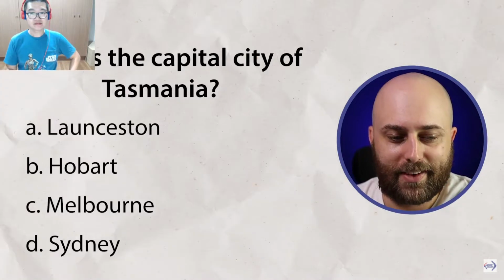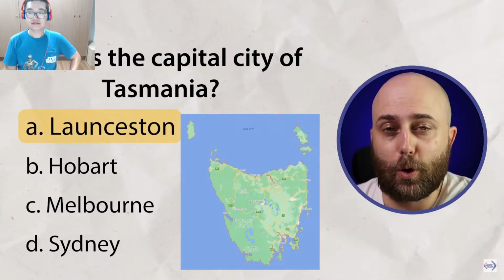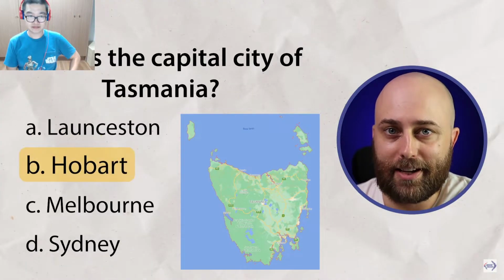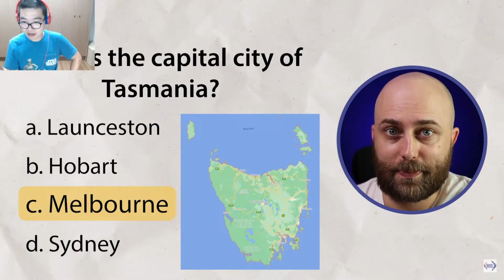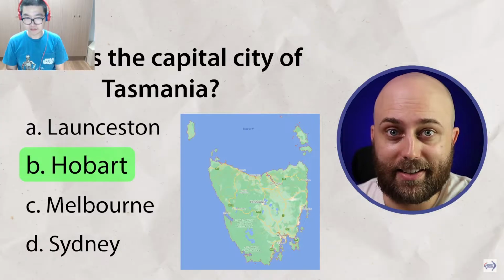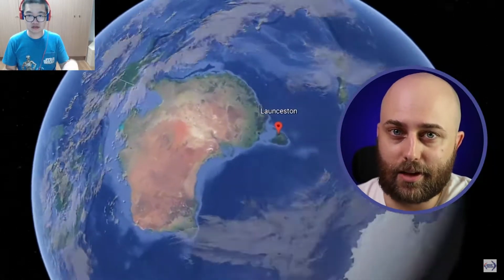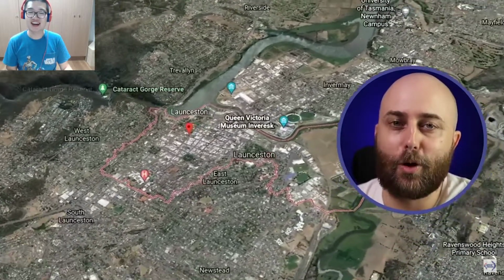Number 2. What is the capital city of Tasmania? A. Launceston. B. Hobart. C. Melbourne. Or D. Sydney. 其实上面有答案是不是？那个地图上面 Launceston。The answer is B. Hobart. Launceston is a large city in Tasmania. Melbourne is the capital of Victoria, and Sydney is the capital of New South Wales.